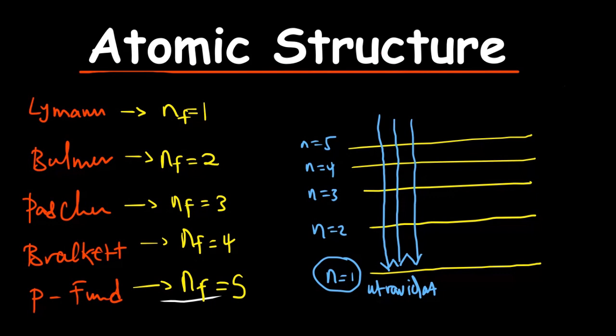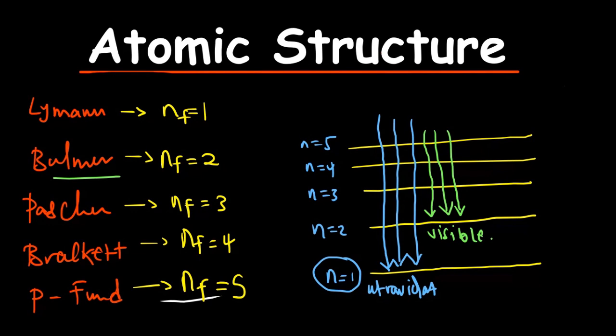And then you can have another transition where the final one is energy level number 2. It can come from wherever it's coming from, as long as the final one is energy level number 2. We're going to call that the Balmer series. So the Balmer series, what is their electromagnetic radiation? It's visible light.